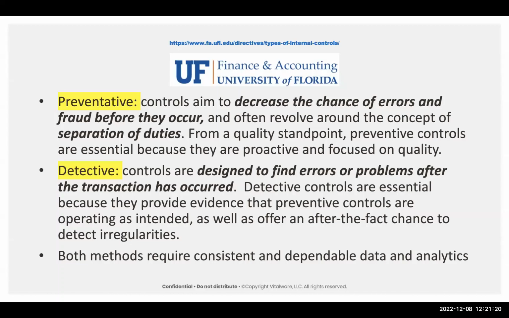The second one is detective, and this is kind of where healthcare lives. These controls are designed to find errors or problems after they've occurred. So we see wrong status assignment after it's occurred. We see medication errors after they occur. These detective controls are essential because they provide evidence that preventative controls are operating as intended. Both methods rely on consistent and dependable data and analytics.